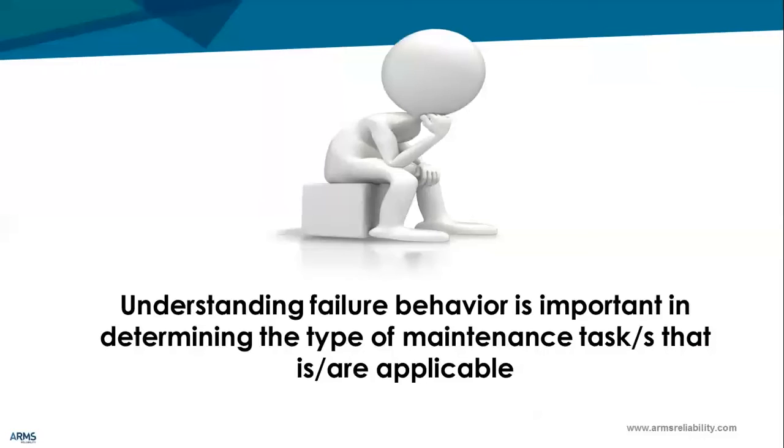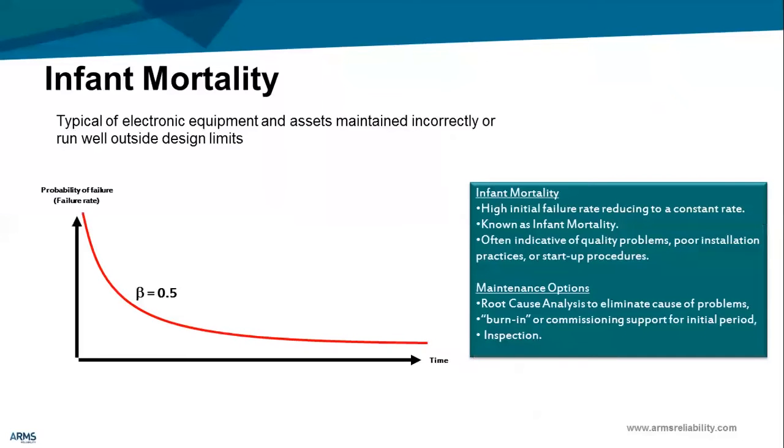So the first one we're going to look at is, is the task applicable? And that's what we're going to focus on here. The first thing we need to realize is that not everything fails the same way. Some things fail according to an infant mortality type behavior, where we have a high probability of failure early on in the life, and as we proceed through the life of that particular maintainable item or failure mode, our probability of failure actually decreases. If we have this type of failure behavior, we're a little limited in the maintenance options that we actually have.